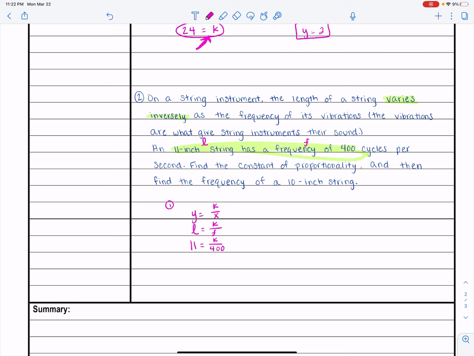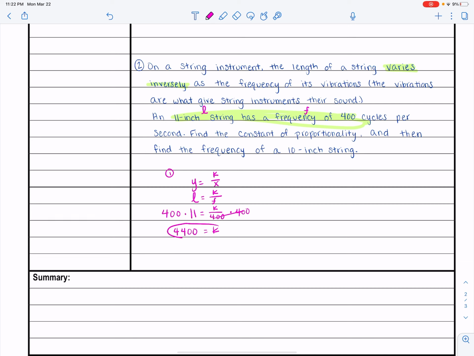Okay, now, in order to find k, I'm going to multiply by the denominator. So I know that k equals 400 times 11 is 4,400. Okay, this is the constant that's going to work for anything in this problem. So we now know how this length of the string varies with the frequency. We know the variation, we know the proportionality, so I can use that proportionality to figure out what happens if I have a 10-inch string.